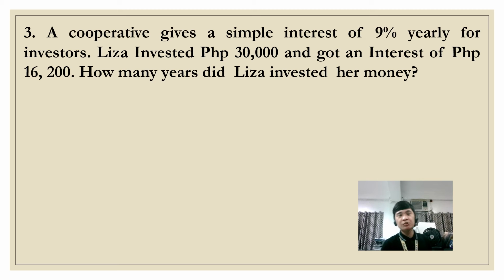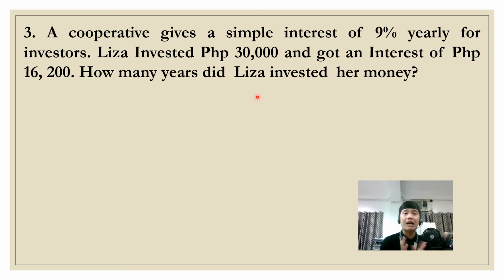Okay, so let's have example number 3. The example number 3 here is a cooperative gives a simple interest of 9% yearly for investors. Liza invested 30,000 pesos and got an interest of 16,200 pesos. How many years did Liza invest her money?